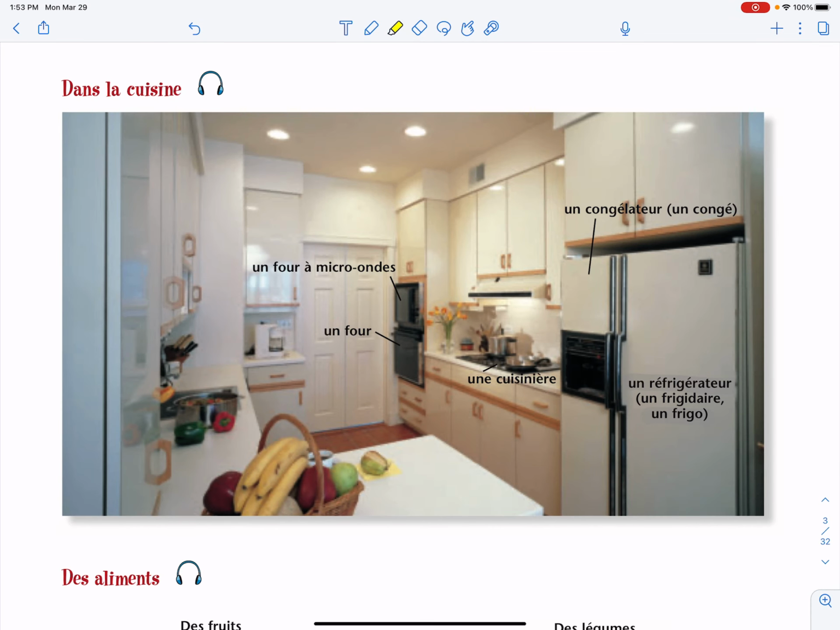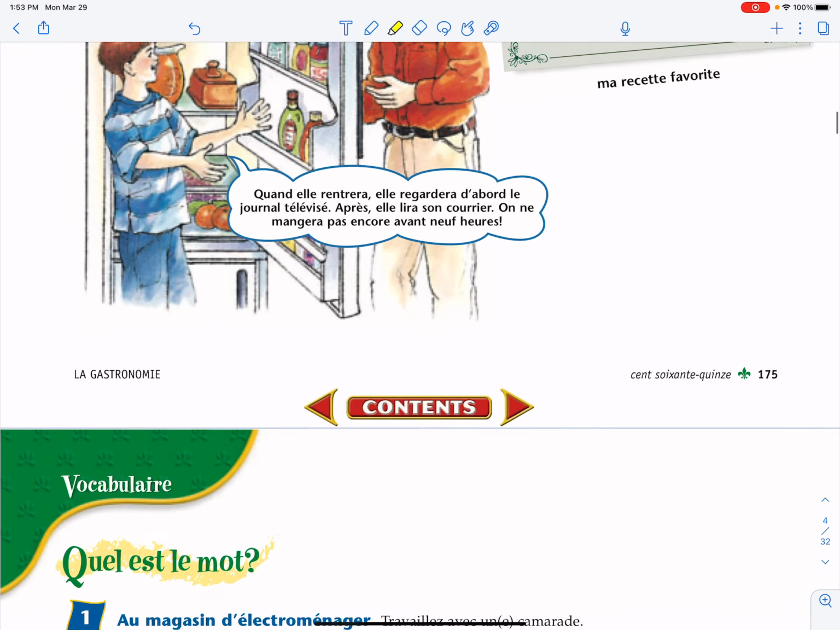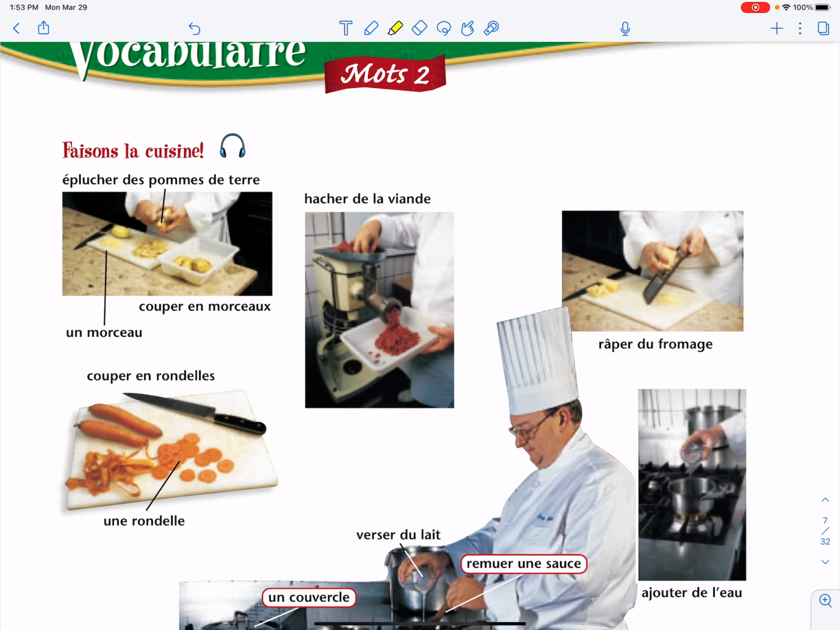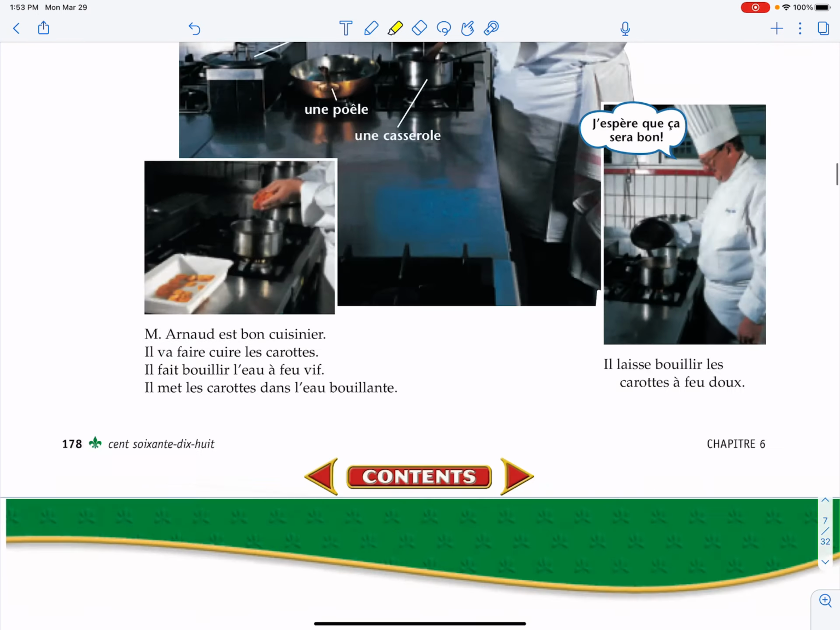Today is the first half of the vocabulary from chapter 6. This is the food chapter. Today what we're going to talk about are the appliances, ingredients for cooking, and then on Thursday will be the actual act of cooking. We've got the verbs and the finished meals.